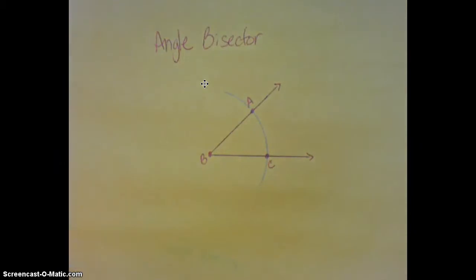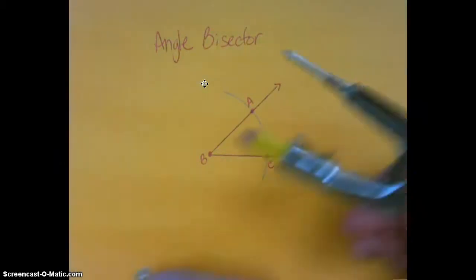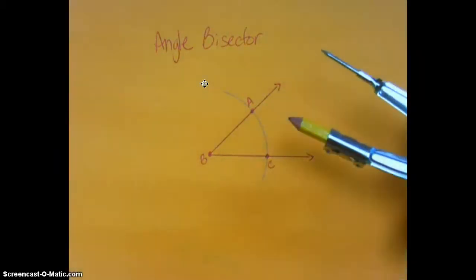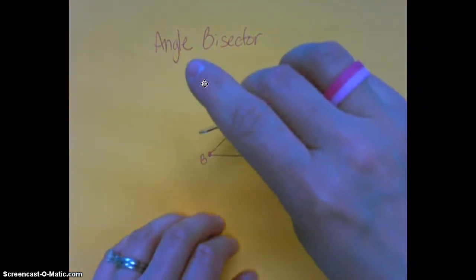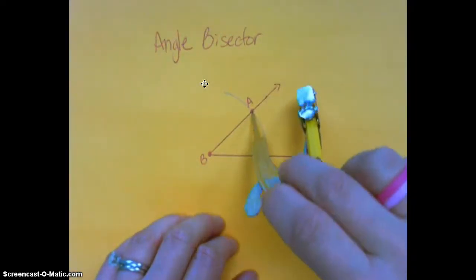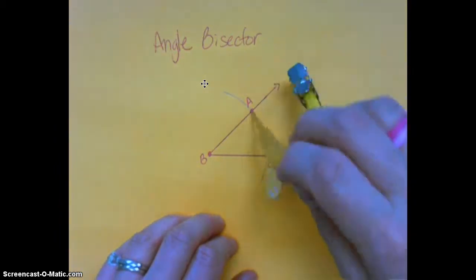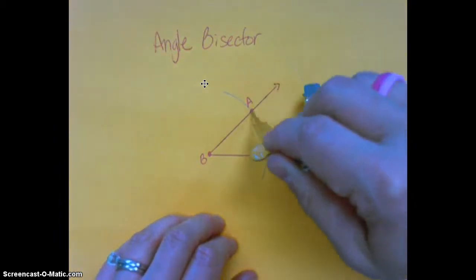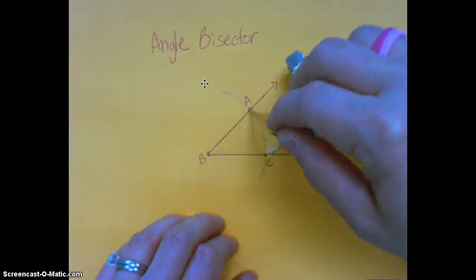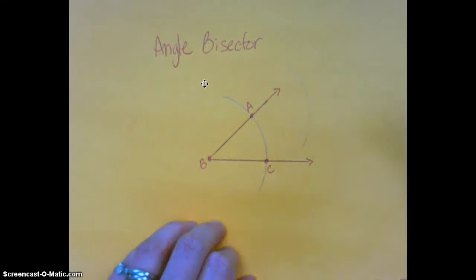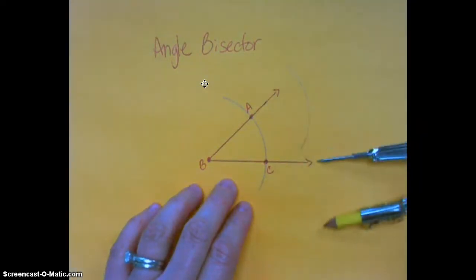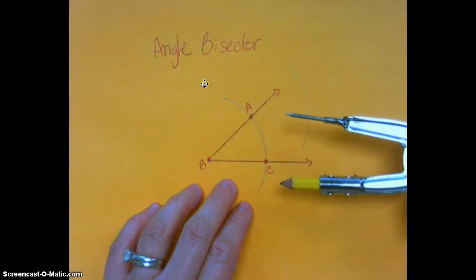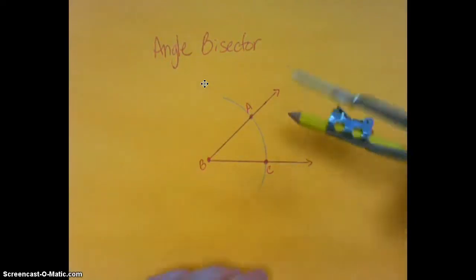All right, so to bisect the angle, we're going to take our compass and I'm going to keep it at the width that I used when I did my original arc. But I'm going to put my sharp point, my needle point, on that A. And I'm just going to swing an arc in the interior of my original angle, just like so. You see that there's the arc right there.